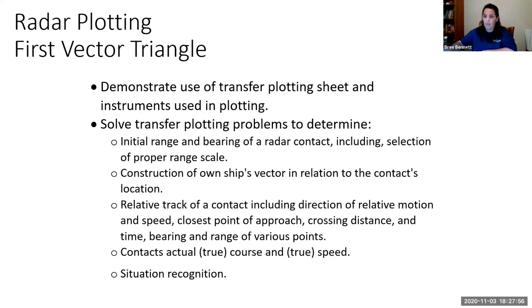So after we plot the relative track, we're going to form a triangle to then plot and see what the contact's true course and true speed is doing, which is going to help us decide, are we the give-way or burden vessel, and what needs to happen in this situation. So finding the contact's true course and speed is important. And then we need to recognize what kind of situation it is, meaning crossing, meeting, overtaking, whatever it is.